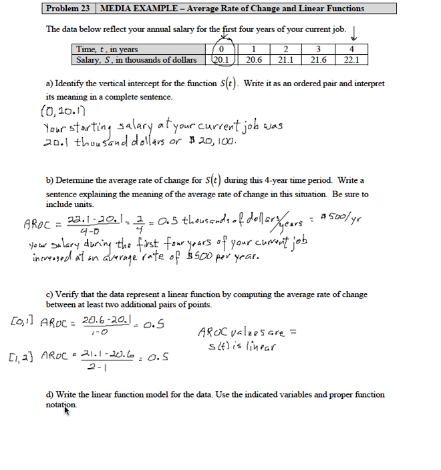And for part D, we want to write the linear function model for the data. So we're going to start with our proper notation, S of t equals. We need our slope, which is our average rate of change, 0.5 times our variable t plus our vertical intercept, which is 20.1. And there we have our linear function model for the given data.